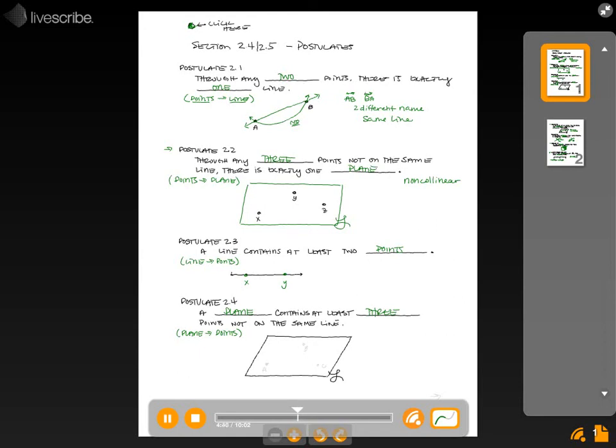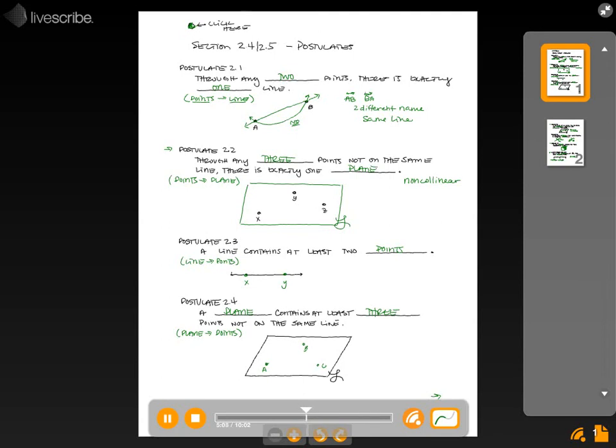2.1 and 2.3 are converses, and then 2.2 and 2.4 are converses. Alright, so let's finish 2.4. A plane contains at least 3 points not on the same line. So we have plane L, that means inside here I have 3 non-collinear points, and I made those points A, B, and C. Alright, that's postulate 2.4. We're going to go on now to postulate 2.5.